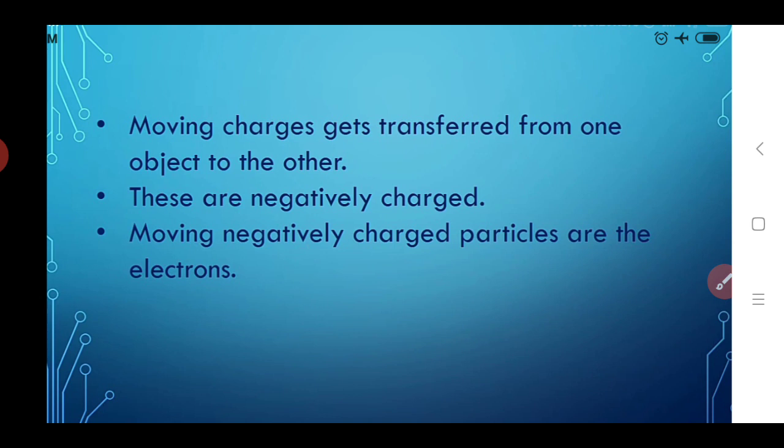Moving charges get transferred from one object to another, as we see in the example of the glass rod and silk cloth. These are negatively charged. Here we see which charges get transferred from one object to another. If we see, there are two charges, positive and negative charges.